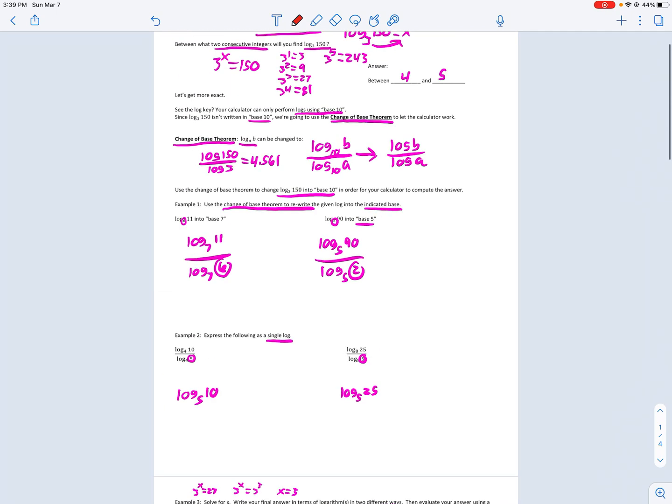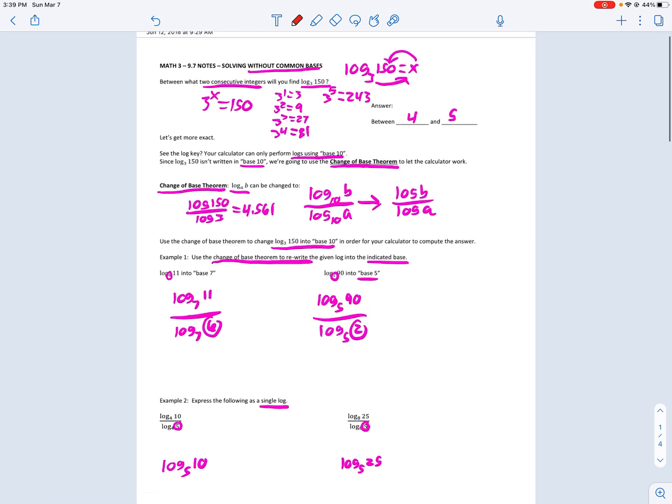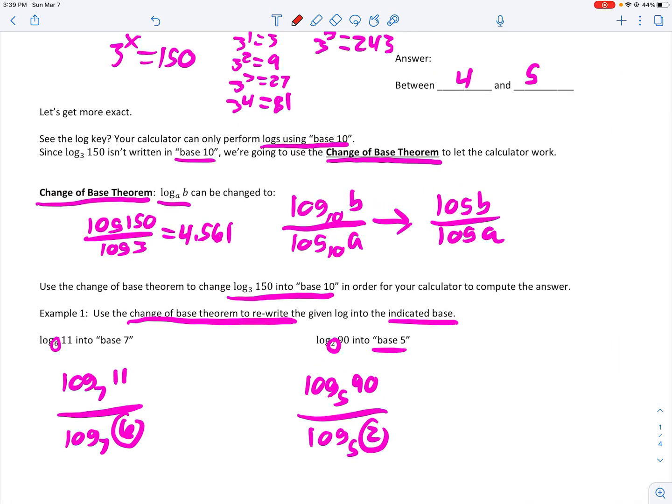So again, change of base theorem. We're usually just going to go to base 10. So if you have log base a of b, it becomes log b divided by log a. That's usually the base you're going to change it to, because that's what most scientific calculators have. Now, if you get one of those fancy calculators, like a TI-83, 84, they'll do any base you want. So you don't have to change the base.